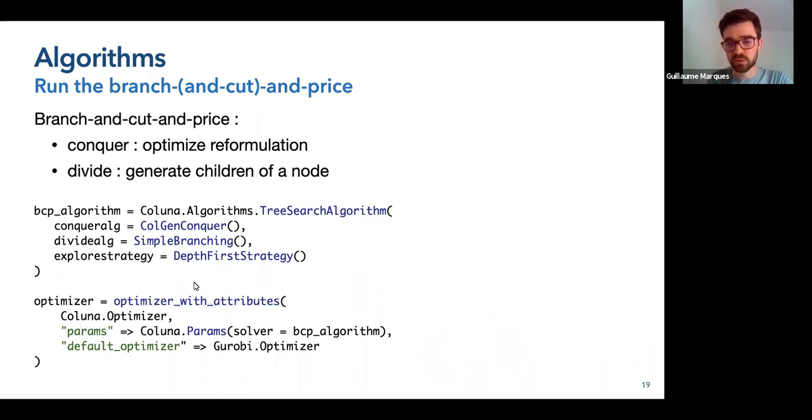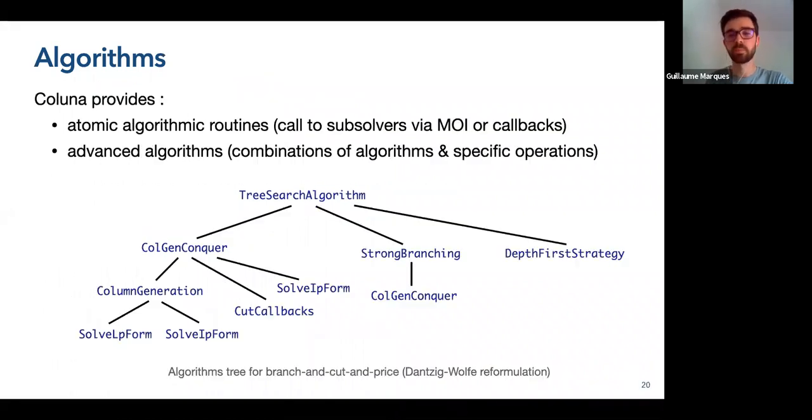And so you have to give this algorithm here. It's the solver keyword of params, and the default optimizer will be the default solver for the master and the subproblems. So here it's Gurobi. So Coluna provides several algorithms. There are simple algorithms that just call the solver like Gurobi, or the callbacks, and more advanced algorithms that are a combination of simple algorithms with specific operations. So for instance, column generation will solve the continuous relaxation of the master with solve LP form that calls Gurobi. Then we compute the reduced cost of the subproblem variables, and we solve the pricing subproblems by calling solve IP form that calls the pricing callback or the subsolver.